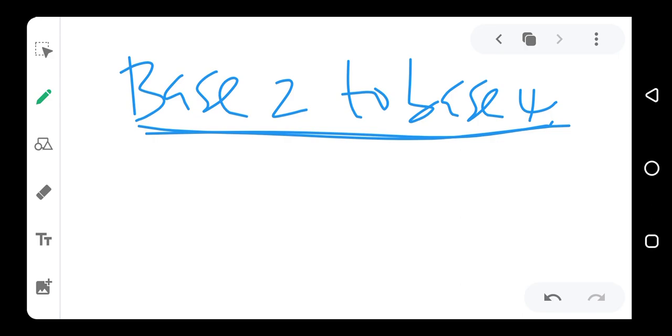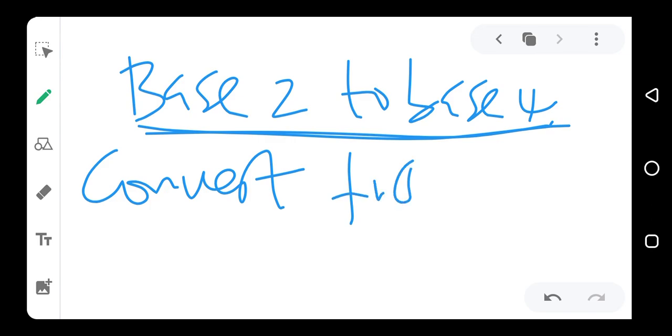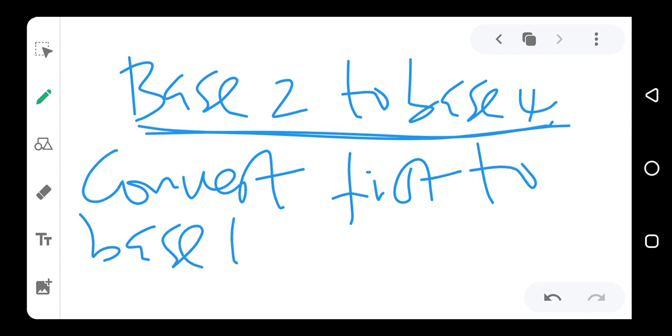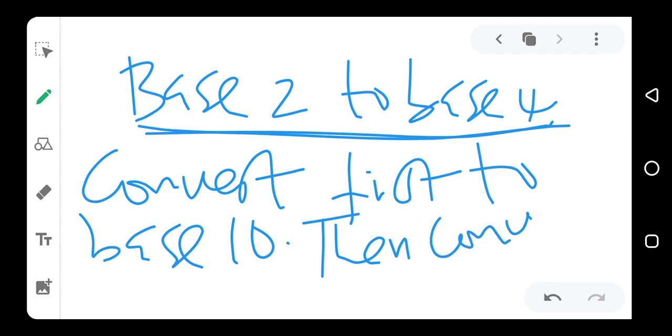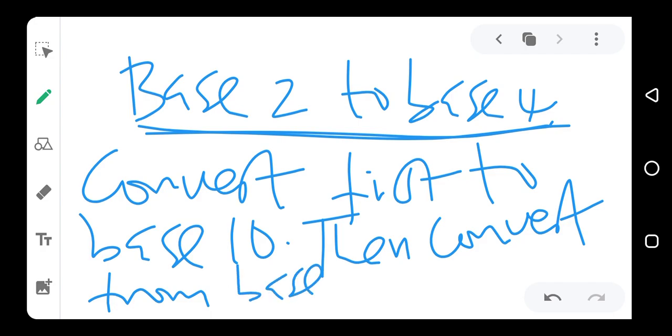So if we are given a number to convert to another base, we convert first to base 10, then convert from base 10 to base 4.